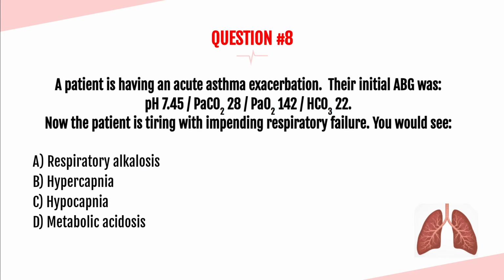Question number 8. A patient is having an acute asthma exacerbation. Their initial ABG was a pH of 7.45, a PaCO2 of 28, a PaO2 of 142, and a bicarb of 22. Now the patient is tiring with impending respiratory failure. You would see A, respiratory alkalosis, B, hypercapnia, C, hypocapnia, or D, metabolic acidosis.